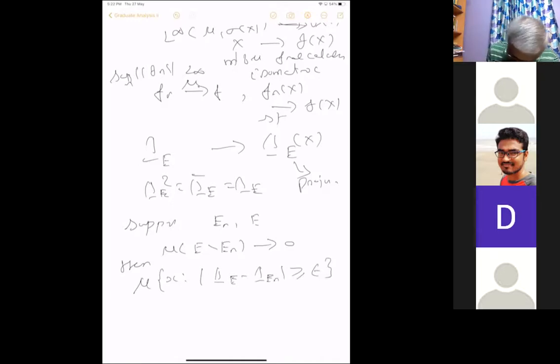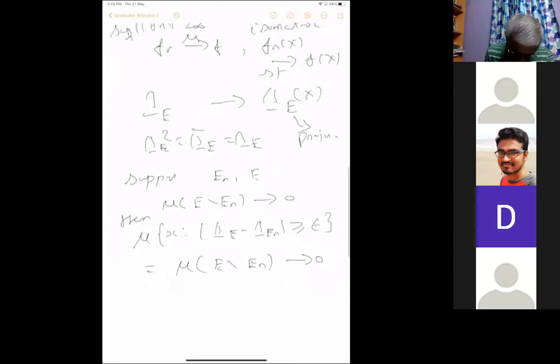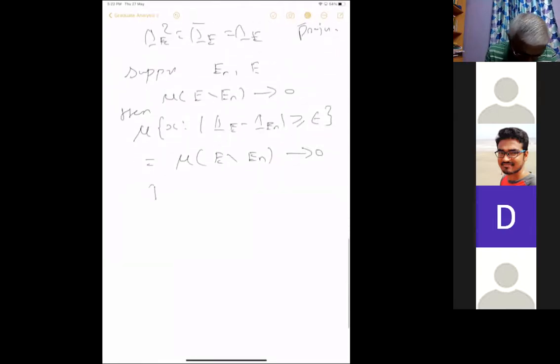So wherever this takes the value 1, the measure is precisely equal to mu of E minus E_n, right? That's where it takes the value 1. So that is what this mu is. So this goes to 0. So the function 1_{E_n} goes to 1_E.